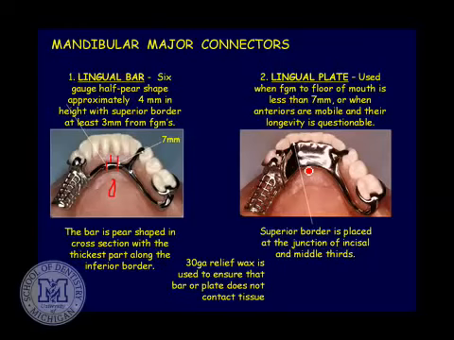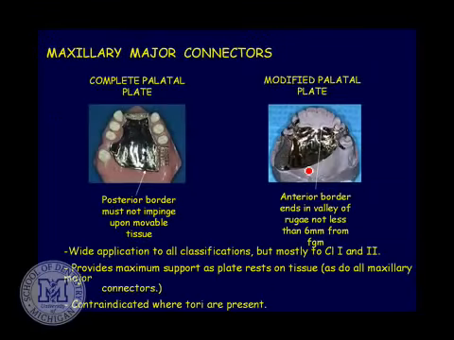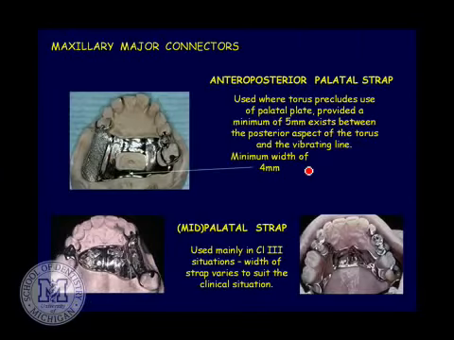Palatal major connectors, you can have somewhat of a full palate coverage, or you can have some areas in which the anterior and the posterior border don't go the full width of the palate. Those are all workable. Sometimes you can have an anterior and a posterior palatal strap. Again, these typically want to be 4 or more millimeters wide, otherwise they don't give much rigidity. For class 3 type partials, it's not uncommon to have sort of a mid-palatal portion.